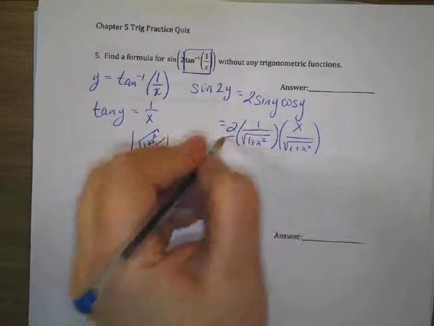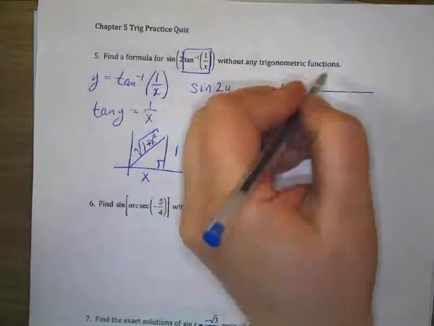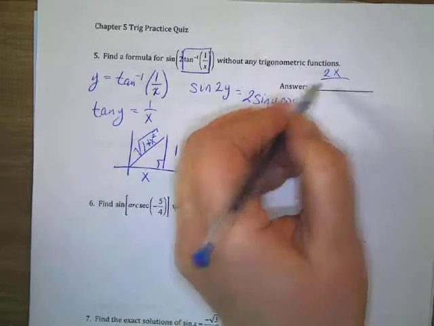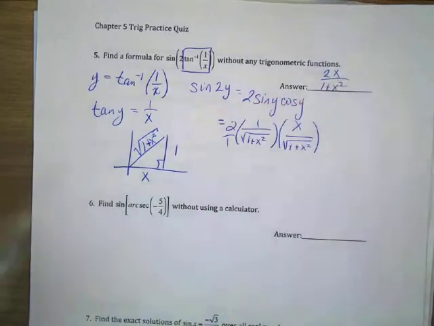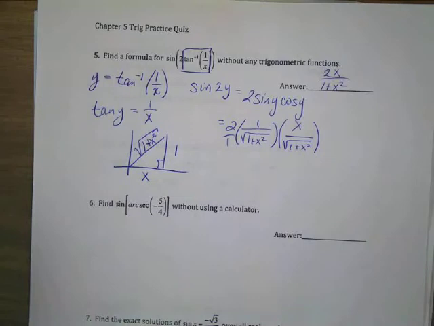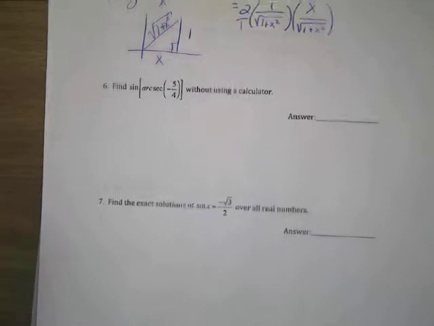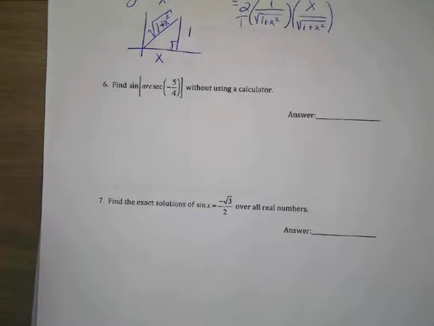And I do ask you to multiply this. What's 2 times 1 times x? 2x. And the square root of that times the square root of that is just the square root of 1 plus x squared. The square roots cancel. And that's your answer. We good there?